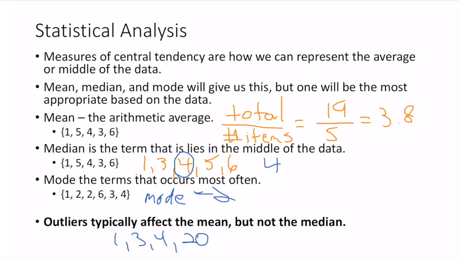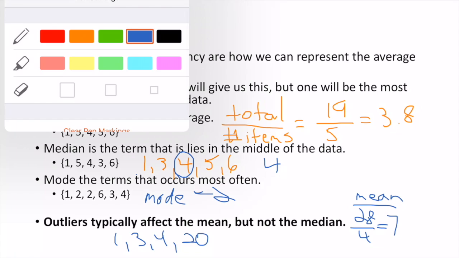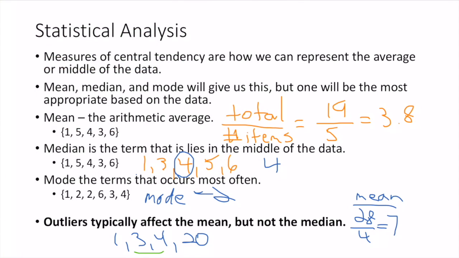So if I were to do the mean of these terms, we would have 28 divided by 4, which is 7. This would be my mean. My median, with 2 terms in the middle, I add them up and divide by 2. My median here is 3.5.